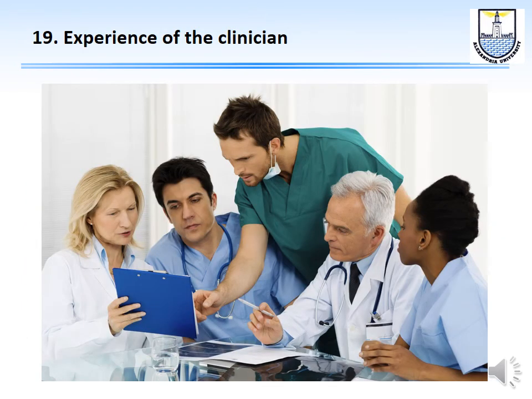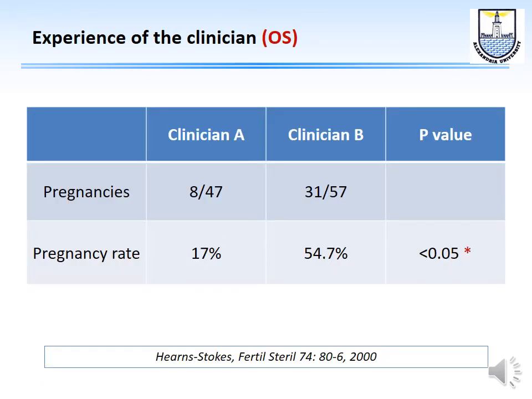What about the experience of the clinician? Does it really matter? And the short answer is yes. Sometimes in many centers, the embryologist records the results of the different clinicians. As you can see here in this study, clinician A was doing much worse than clinician B. Clinician B always had a good pregnancy rate, while clinician A did not.